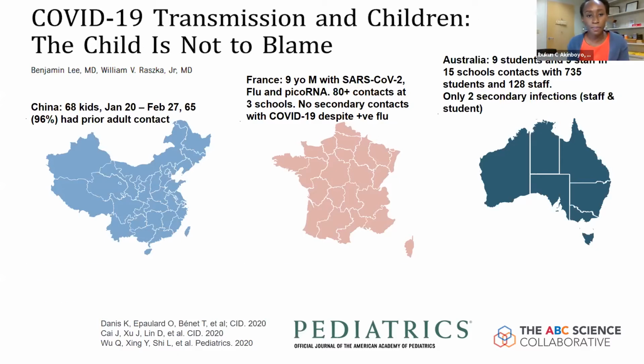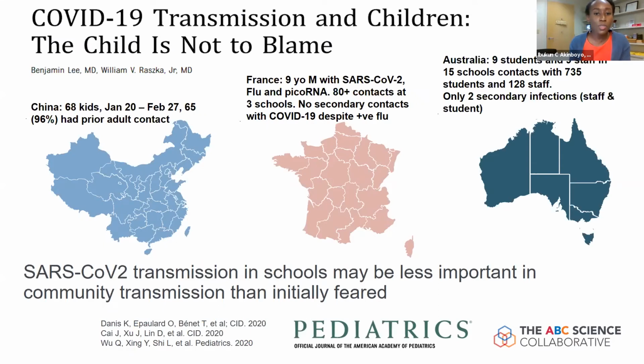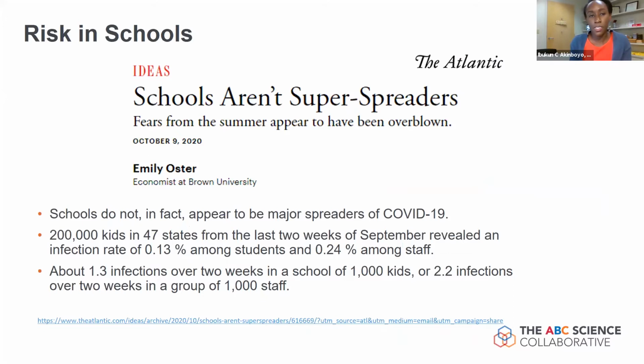Next click. And the point being, so just go back one slide, just to finish out that slide. So the point being, SARS-CoV-2 transmission in schools may be less important than community transmission, and just somewhat different from what we initially feared. So next slide, please. So switching now from the global setting back to the US, everyone's been asking, we need data.